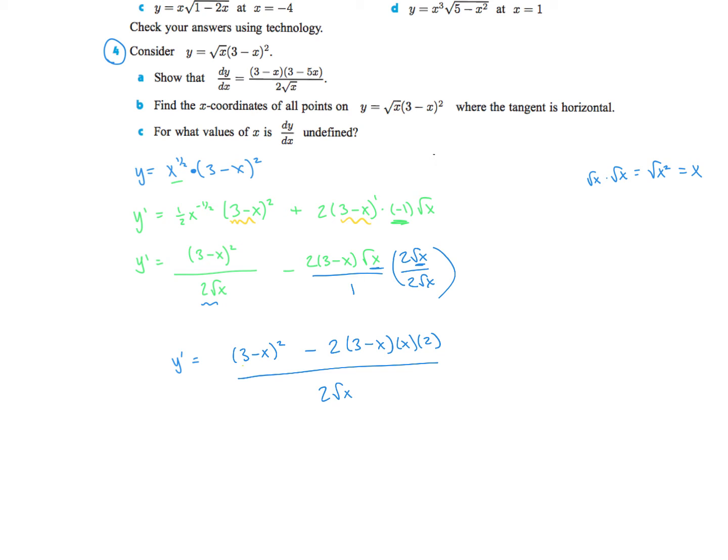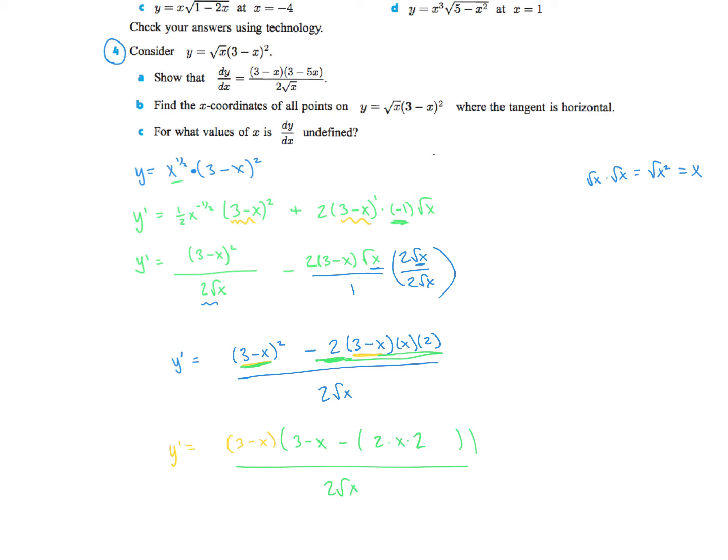Now, I think what they did is they realized that they had a 3 minus x in both terms, and they're going to factor out the 3 minus x. So they're factoring out, and then here's where they're going to write what they're left with. So they're left with a 3 minus x. They're left with minus, and I'm going to put a parentheses here to make sure I distribute everything. So minus 2 times x times 2, all over 2 root x, okay?